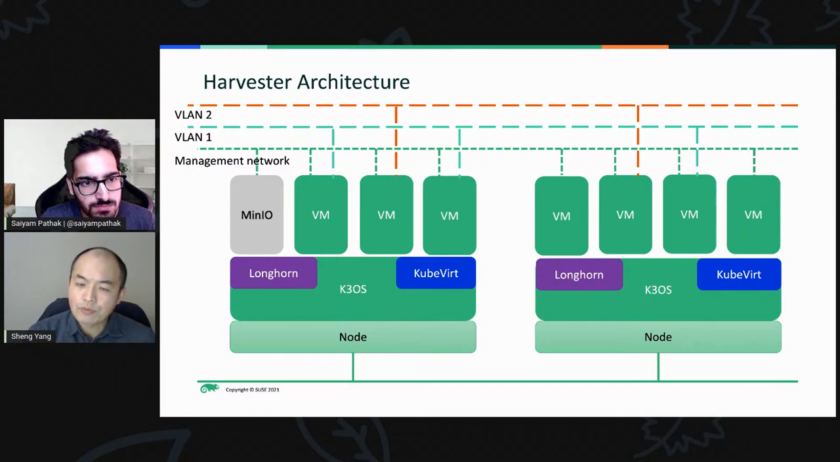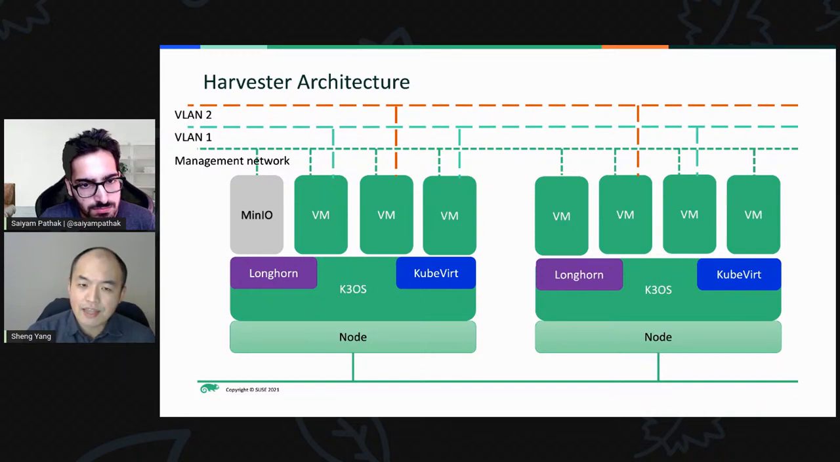That means that if a node goes down, the MinIO cluster will still be working, and the HCI Harvester cluster will still be working. So MinIO is going to supply the VM images to all the VMs.